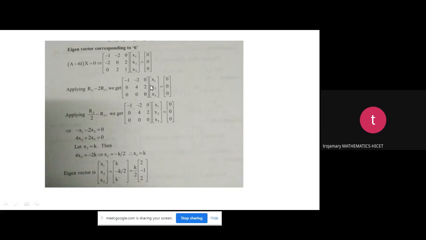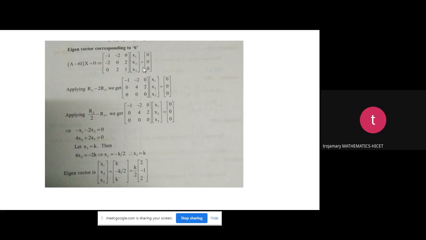Similarly, considering 6, we get the matrix [minus 1, minus 2, 0; minus 2, 0, 2; 0, 2, 1] times x1, x2, x3 equal to 0. Here also you apply the row operation, make the equations simple, and you can easily find the values for x2 and x3.